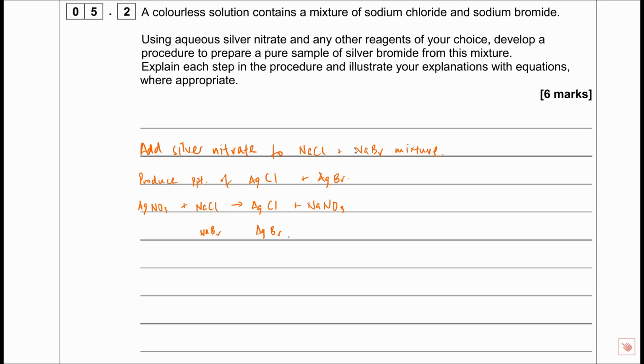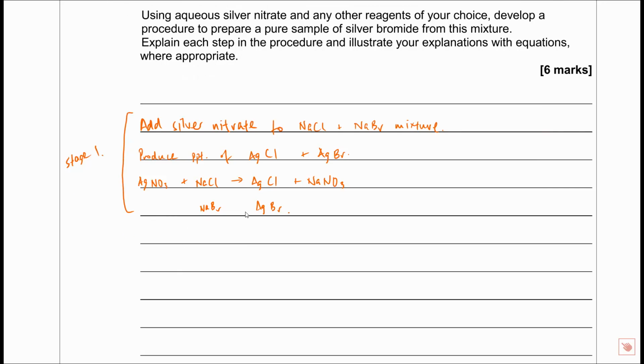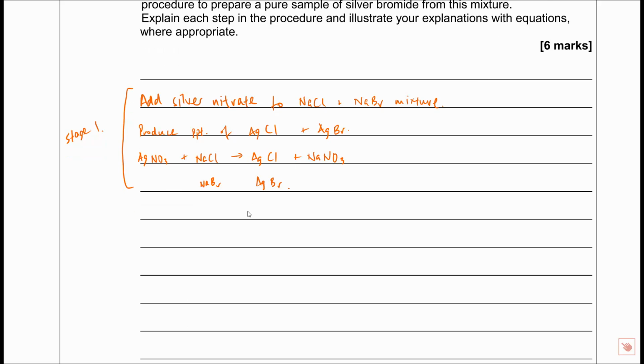So what we've done now is we've still got a mixture, so it's still pretty rubbish. We've now got, though, silver chloride and silver bromide mixed together. Well, how can we separate those? And they're classing this as stage 1, production of the precipitates, basically. Next bit is how can we basically get silver bromide from this mixture of silver chloride and silver bromide? What we can do is we can add dilute ammonia.